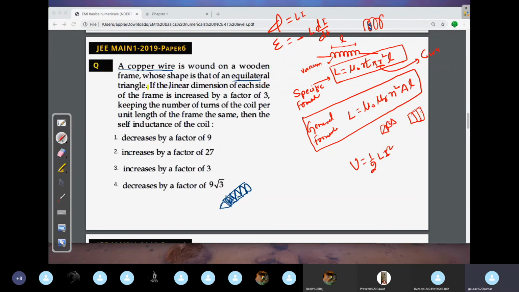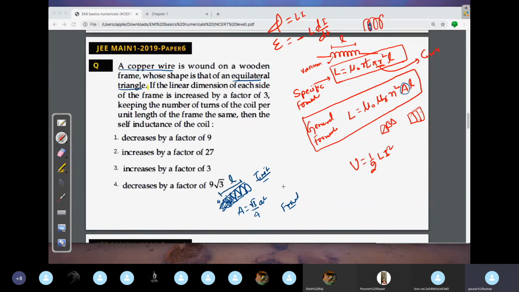There is an equilateral triangle, and the linear dimension of each frame is a. So obviously the area of each face, this area that you see here, is root 3 by 4 a squared. So the area will be replaced by this formula. Okay, done. This is what you have initially. So you have a length also here, by the way, l.